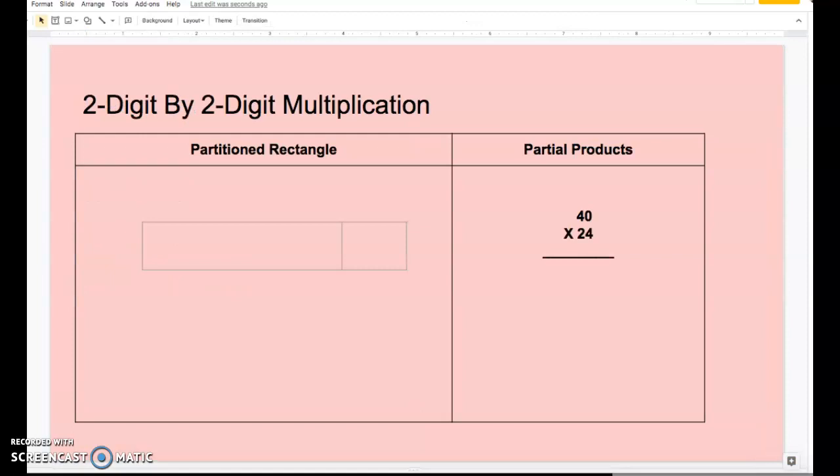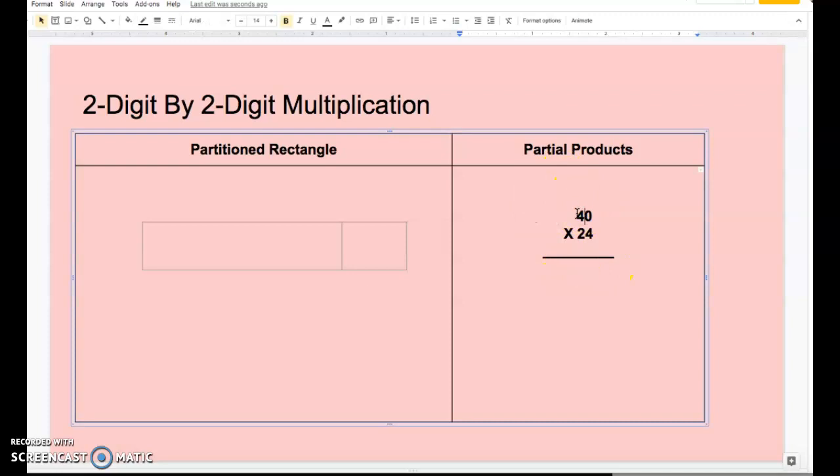We in life oftentimes deal with large numbers that need to be multiplied. So we're going to review the two strategies of partitioning a rectangle and using partial products in order to solve. Our equation, as you can see, is 40 times 24. If I have a number that has a 0 in the ones place, I don't need to create a double partitioned rectangle. I can still make a single partitioned rectangle. Watch how I do this.